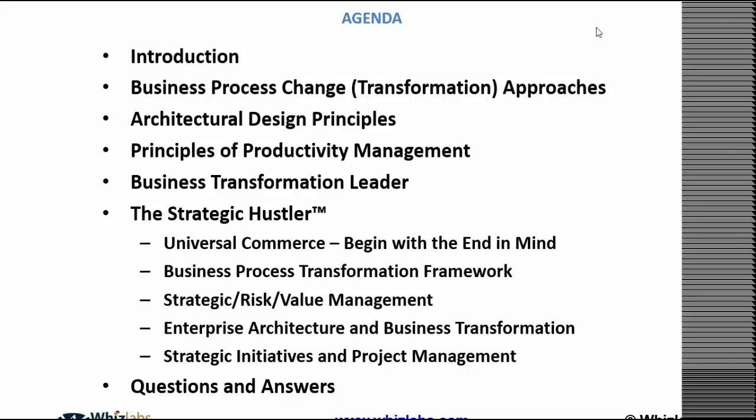And then finally, I'll talk about strategic initiatives and project management, because none of this happens without great project management. I have here on the agenda that I will entertain questions at the end of the presentation. But again, as was alluded to earlier, any questions that you have, please raise your hand. And if I don't see it, then Arun will definitely bring it to my attention.